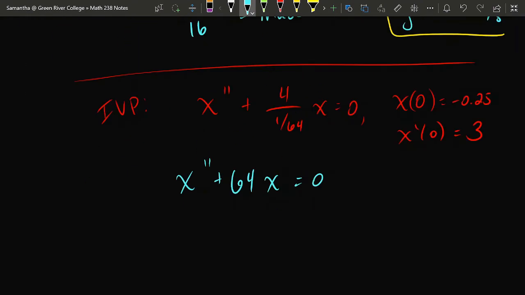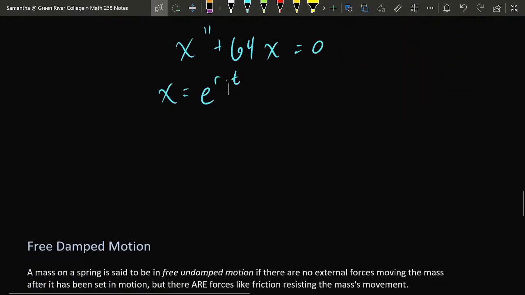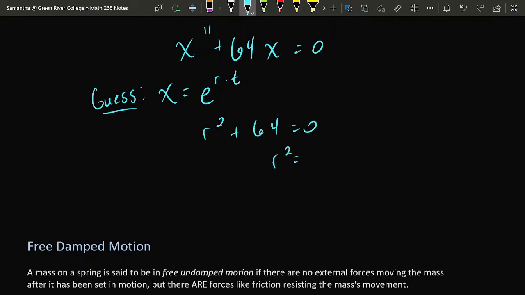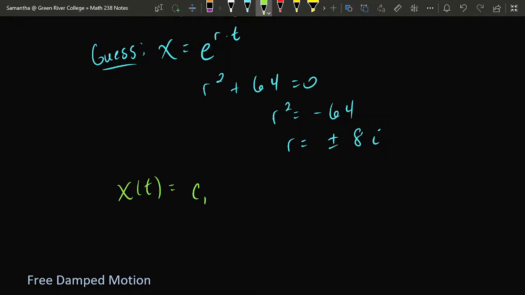We have a second order differential equation which is homogeneous, which has constant coefficients. So I can guess a solution of exponential form. And if I make that guess, I get the auxiliary equation r squared plus 64 equals 0. So r squared equals negative 64. So r is equal to plus or minus 8 times i. So x of t is C1 cosine 8t plus C2 sine 8t.